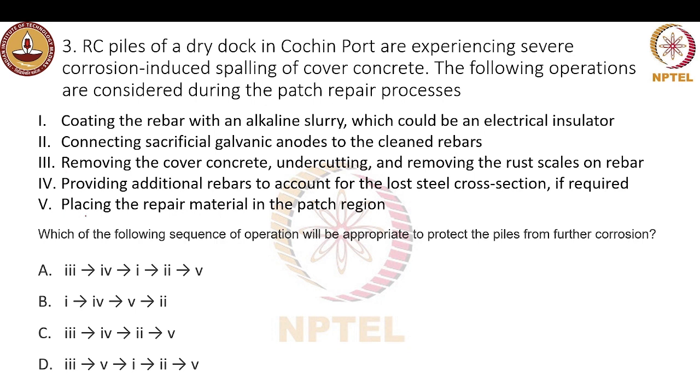First one will be removing the cover and undercutting, removing the rust scales on rebar. Okay, fine. Then providing additional rebar to account for the lost cross section. Okay. Next, connecting the sacrificial galvanized anodes to clean rebars. Third one. Fourth one, coating the rebar with alkali slurry. And the last is placing the repair material.